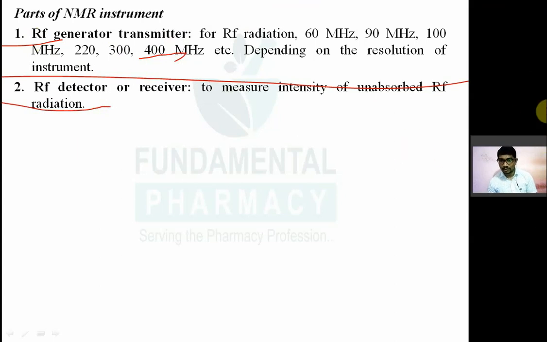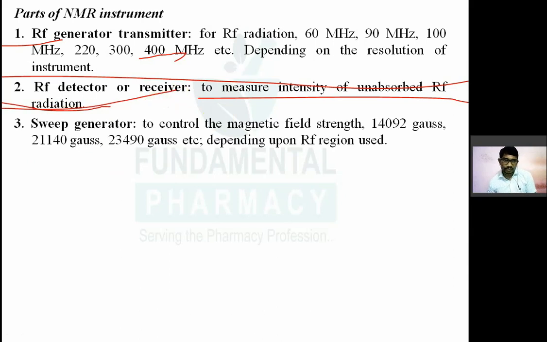ठीक है, आपका सैंपल के ऊपर ये जाएगा, रेडियो फ्रीक्वेंसी वो एब्सॉर्ब करेगा, जो एब्सॉर्ब नहीं हुआ है वो रिटर्न, रिटर्न मतलब डिटेक्टर पे आएगा. सो इट मेजर्स द अनएब्सॉर्ब्ड रेडियो फ्रीक्वेंसी detector or radio frequency. Now third part is nothing but the sweep generator. Sweep generator means to control the magnetic field.